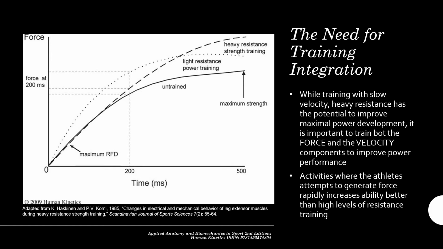So we can see over here, we have maximal rate of force development as kind of this longer dashed line. And when we start comparing untrained and then light resistance training and heavy resistance training, we notice that heavy resistance training can make the force development bigger, but our maximal strength and maximal power output are all happening at kind of the same point, and our lighter resistance power training is going to give us the most bang for our buck.